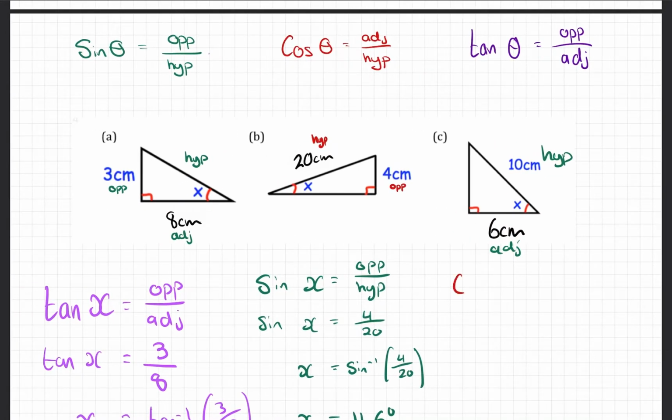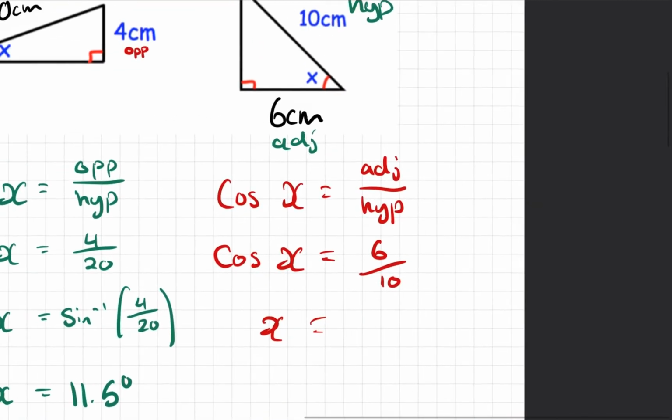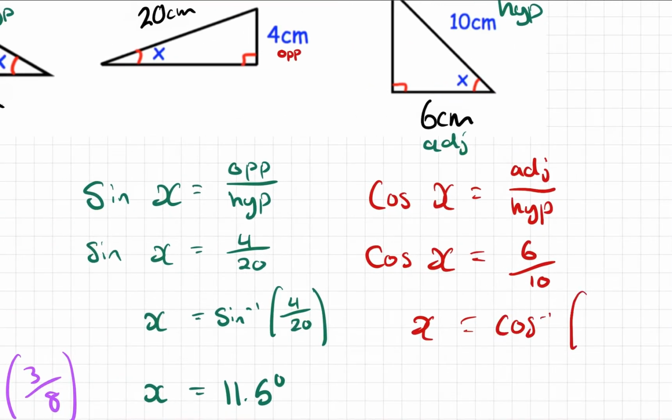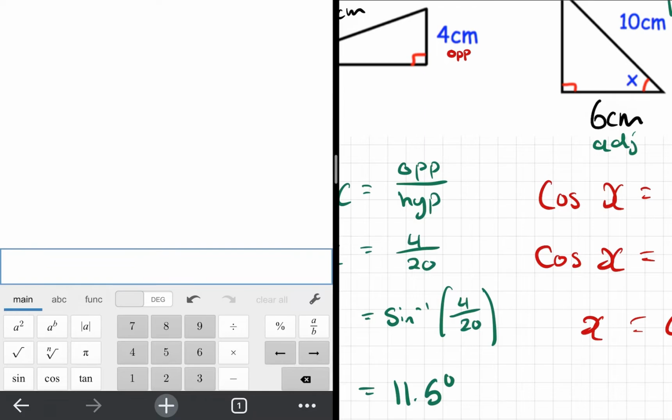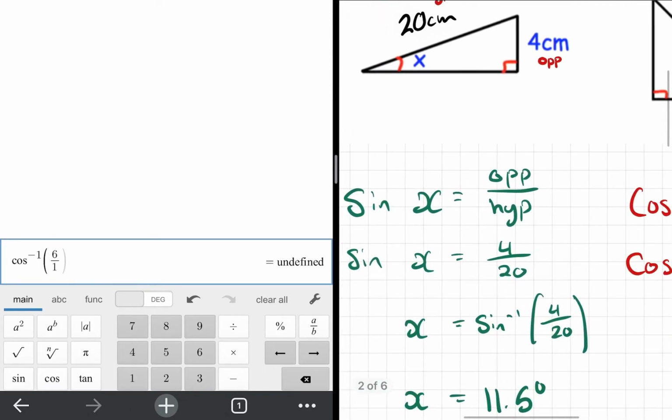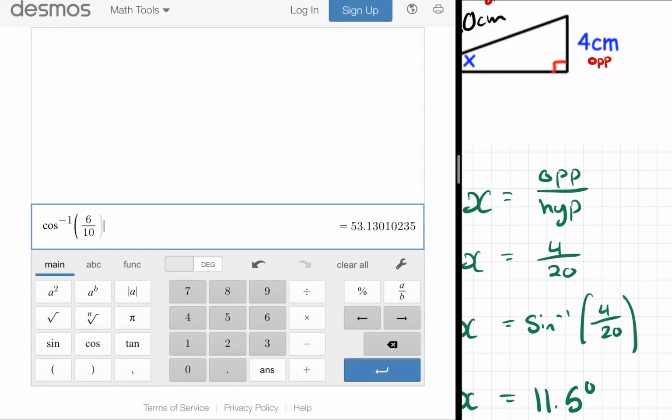Red pen now for the cos. Cos X is adjacent over hypotenuse, cos of X of our missing angle, adjacent 6 over 10. So therefore X is going to equal cos to the minus 1 of 6 over 10. You've guessed the routine by now. Let's get that in the calculator. Cos to the minus 1, 6 divided by 10. Let me get my 0 in. And there we are. We have an answer of 53.1 degrees. Lovely.